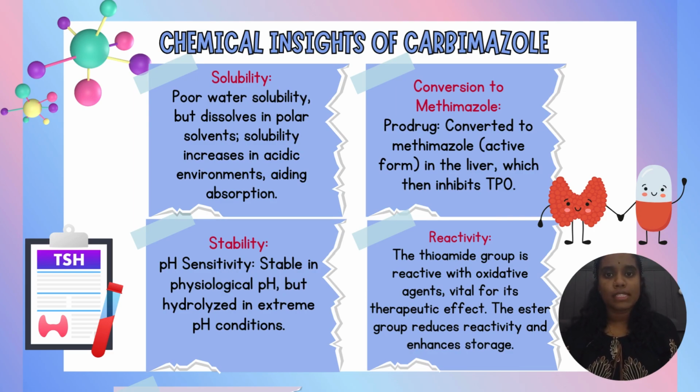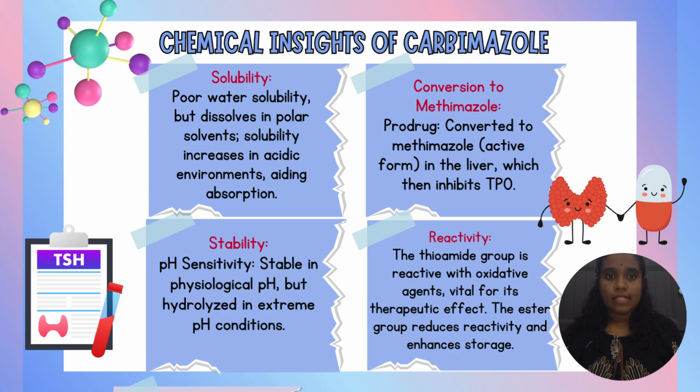First one is solubility. Carbimazole has poor water solubility, making it difficult to dissolve in water. It dissolves better in polar solvents and its solubility increases in acidic environments, aiding its absorption into the body. Second, conversion into methimazole. Carbimazole is a prodrug, meaning it's converted into the active form, methimazole, in the liver. Methimazole will inhibit the thyroid peroxidase, TPO, an enzyme responsible for thyroid hormone production.